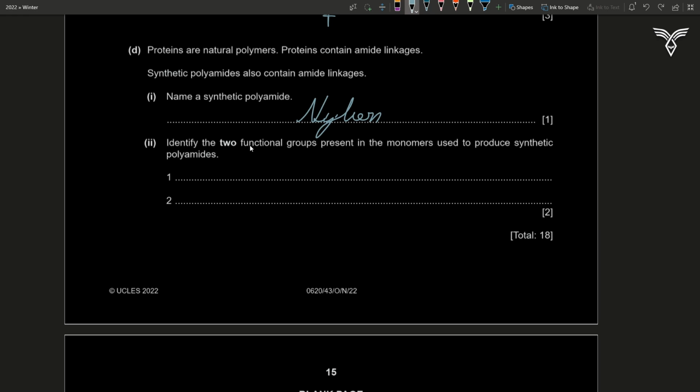Part 2. Identify the two functional groups present in the monomers used to produce synthetic polyamides. We know the amine group is NH2, because the amides involve this, and COOH is also involved. In polyesters, instead of NH2 you have the OH group of the alcohols. But in polyamides it's the NH2 and the COOH. The names of the groups: NH2 is the amine and COOH is the carboxylic acid.